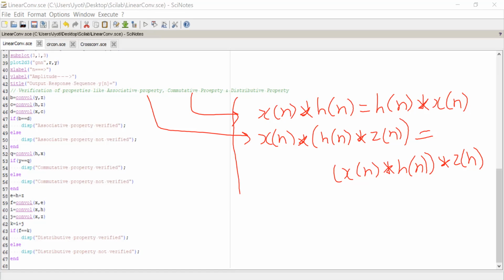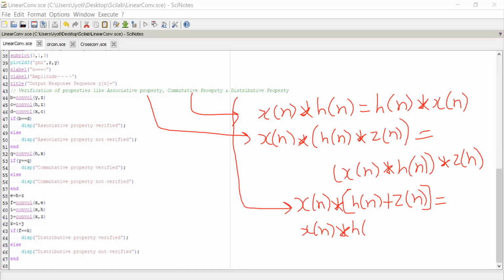Similarly, the last property is the distributive property. That is, x of n convolved with h of n plus z of n. This LHS part should be equal to x of n convolved with h of n plus x of n convolved with z of n. These three properties we need to verify.